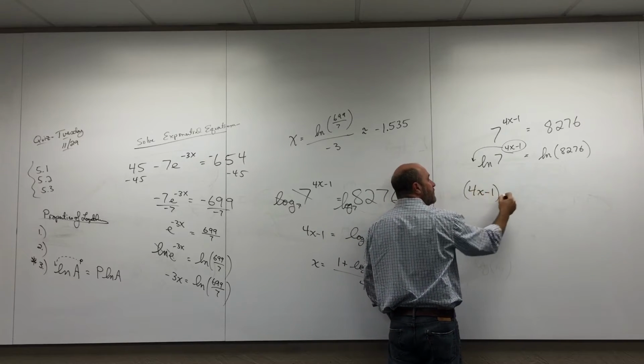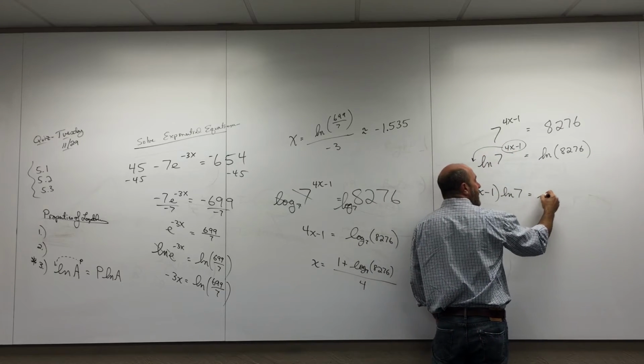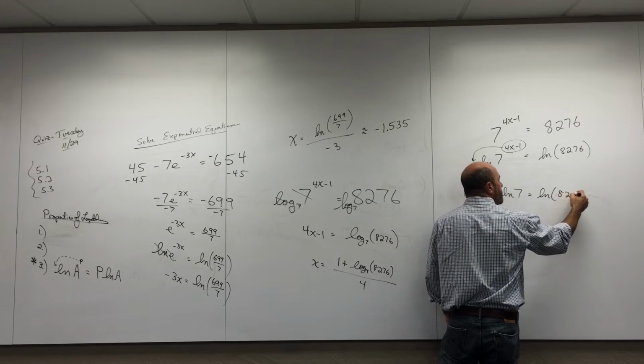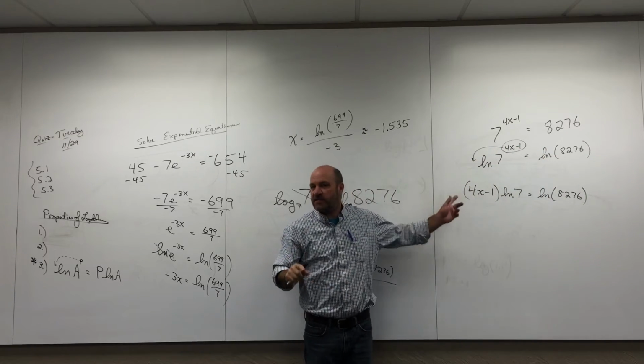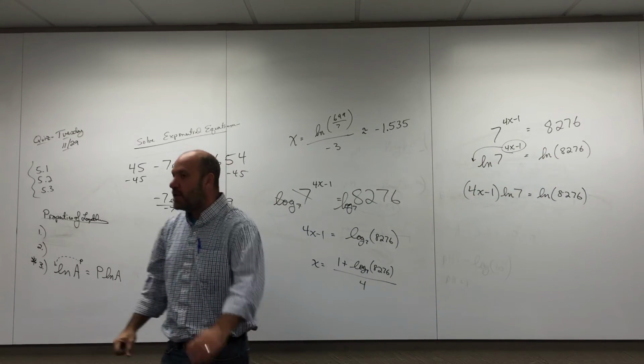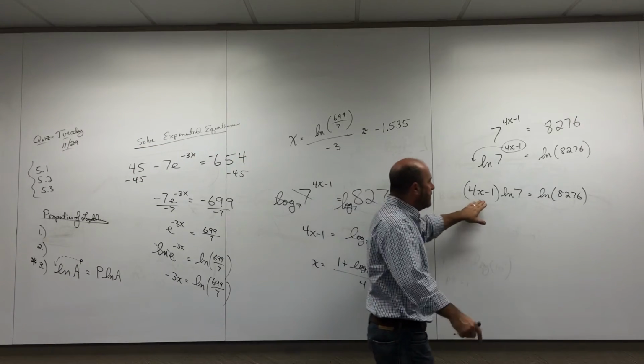using property 3 of logarithms. Any log allows you to do that. So I just brought that thing down front. I took the natural log of both sides. It did not cancel the base. It's a different strategy. It allowed me to use property 3 and bring this down front.